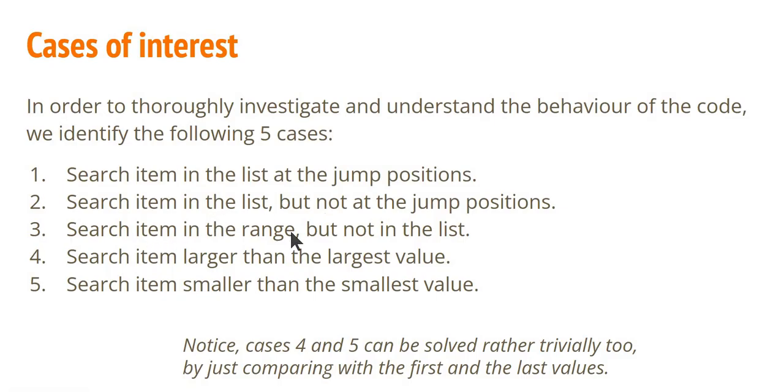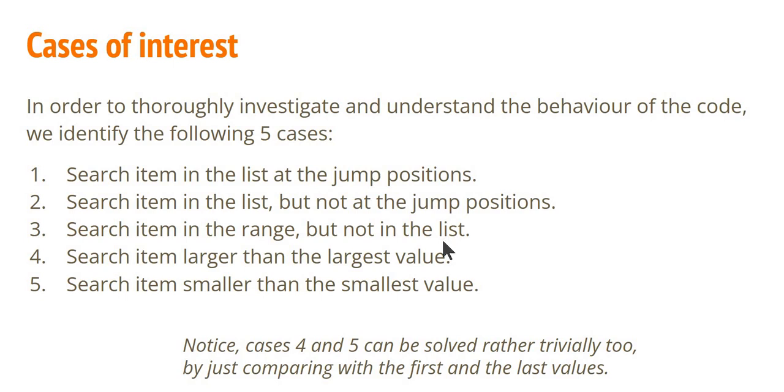So what I mean is that the search item is built in between, let's say, the minimum and the maximum. Remember, the minimum is in the beginning, maximum is in the end, because the list is sorted, but it is not a part of the list. So this is an interesting case. Basically, we will jump, then we'll do a linear search, and we'll declare that, look, this item is not present.